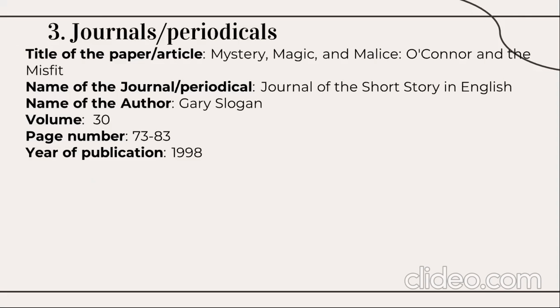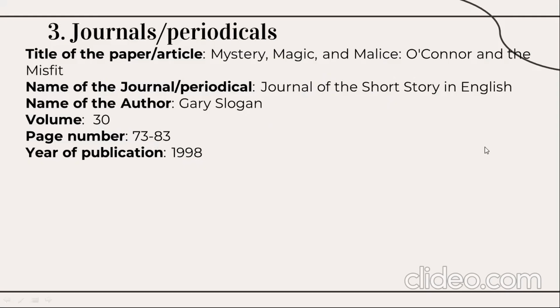So we have an example here. What is the title of the article? Mystery, Magic, and Malice, O'Connor, the Misfit. This is the name of the article, and this article is published in the Journal of the Short Story in English. That's the name of the journal. And who is the author of the article? Gary Slogan. And this is volume number 30, and you have referred the page numbers 73 to 83, and this journal was published in 1998.